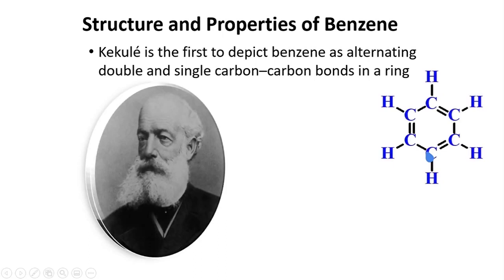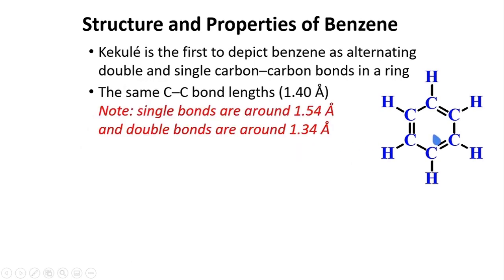Benzene has a molecular formula of C6H6. For many years, chemists were baffled about its structural formula. Kekulé was the first to depict benzene as alternating double and single carbon-carbon bonds in a ring. These carbon-carbon bonds were later found to have similar bond lengths. The bond length is in between the lengths of single bonds and double bonds.